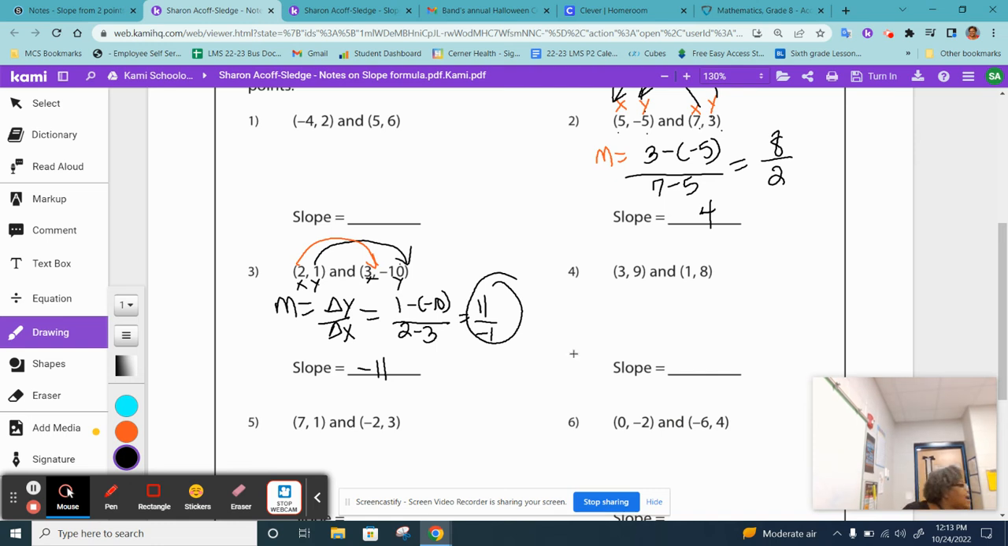But anyway, let's go back to the lesson. All right, so we're going to go from here to here. And remember, Y is always first. That goes on the top.